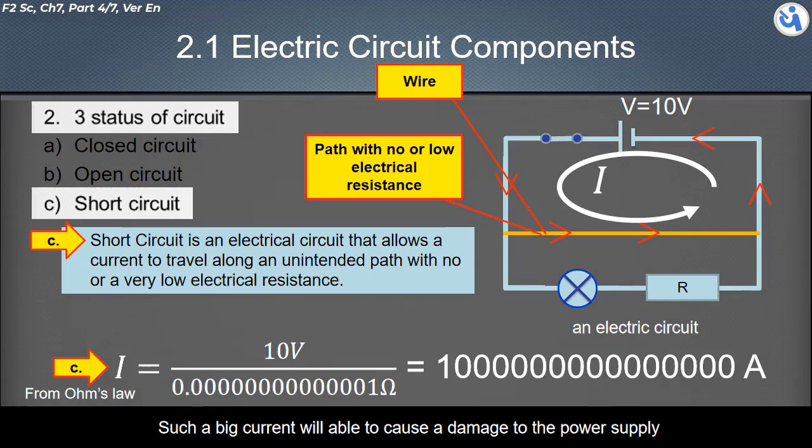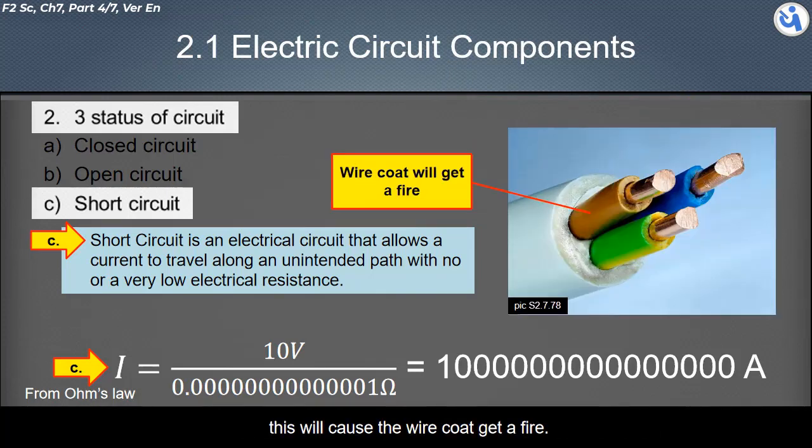Such a big current will be able to cause damage to the power supply. It will generate a high temperature on the wire. This will cause the wire coat to catch fire. This explains why short circuit is dangerous to your house. Household fires can be due to short circuits.